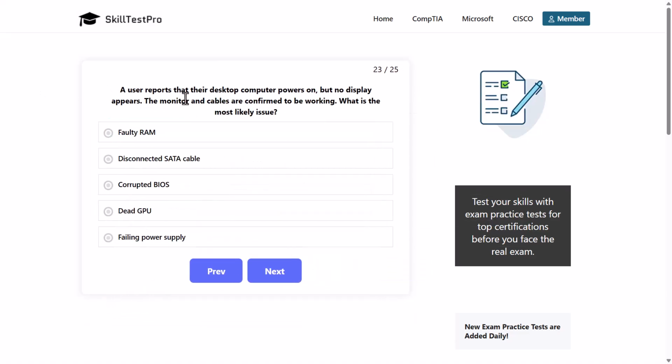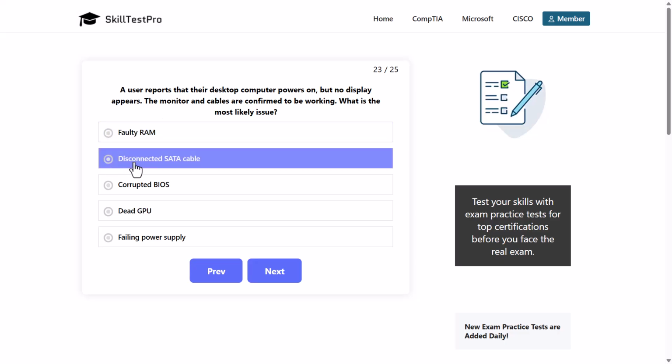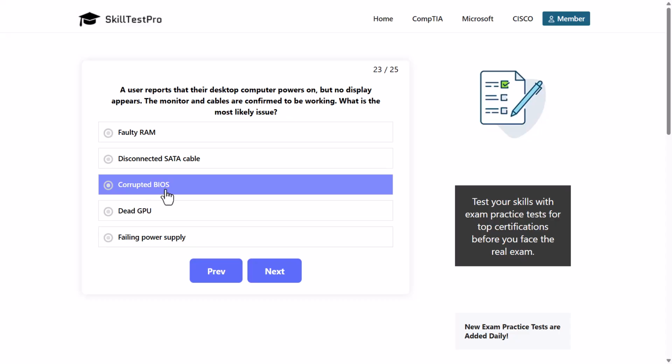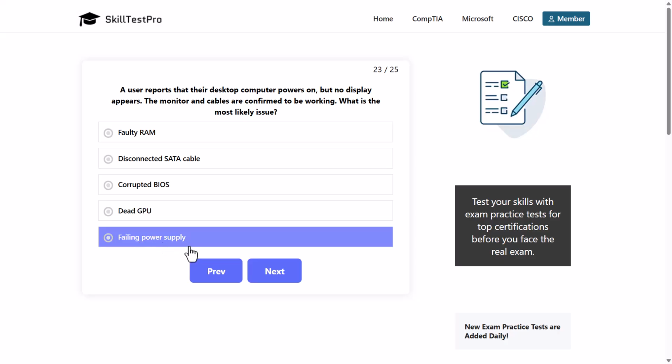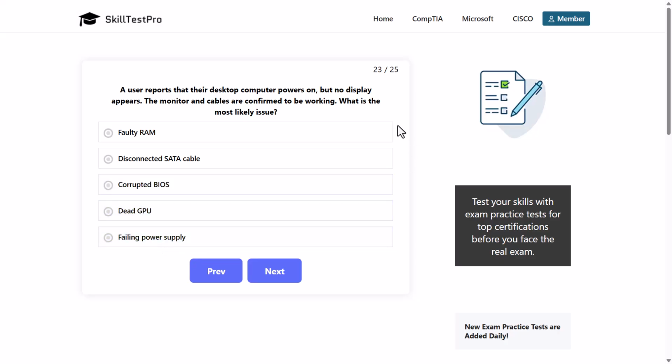A user reports that their desktop computer powers on, but no display appears. The monitor and cables are confirmed to be working. What is the most likely issue? Faulty RAM, disconnected SATA cable, corrupted BIOS, dead GPU, or failing power supply. Which one would be the correct answer here?